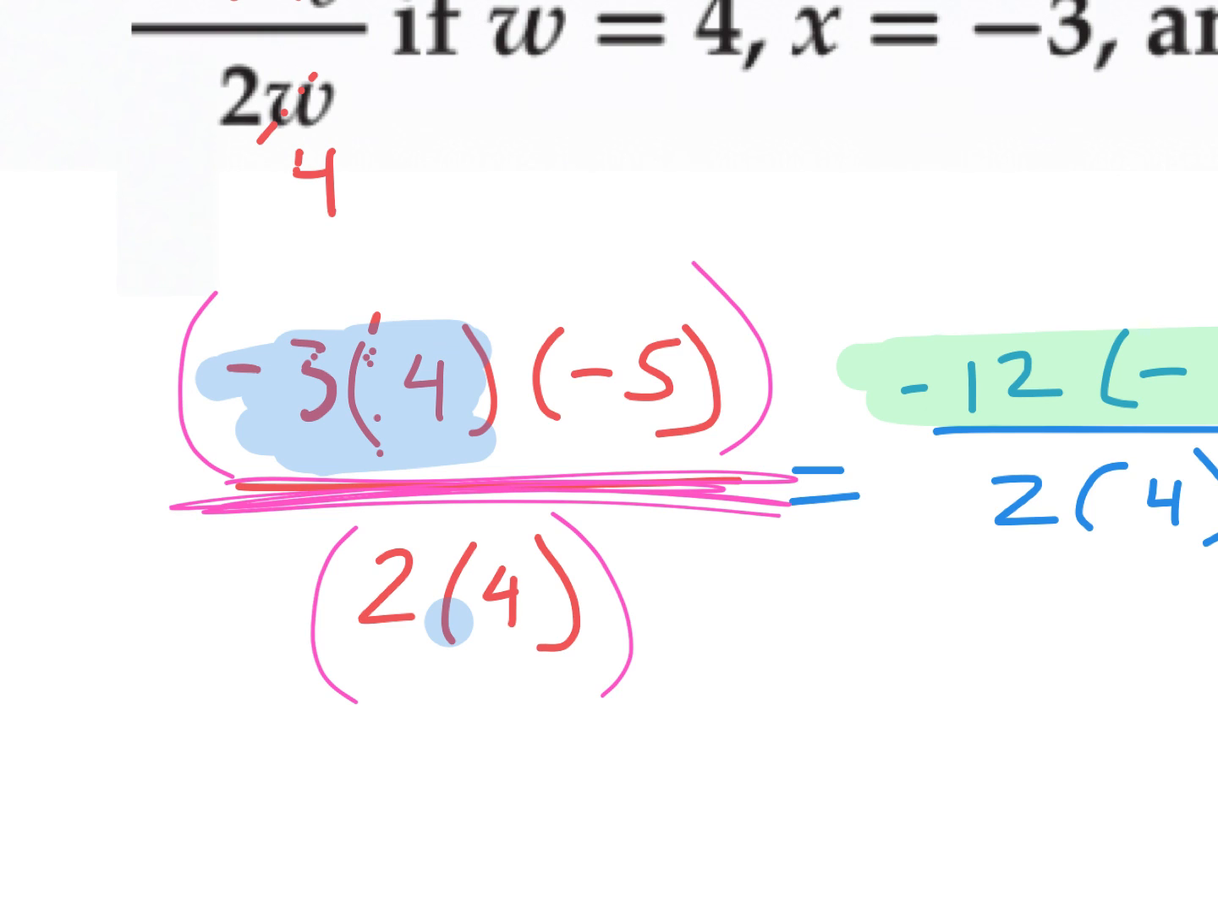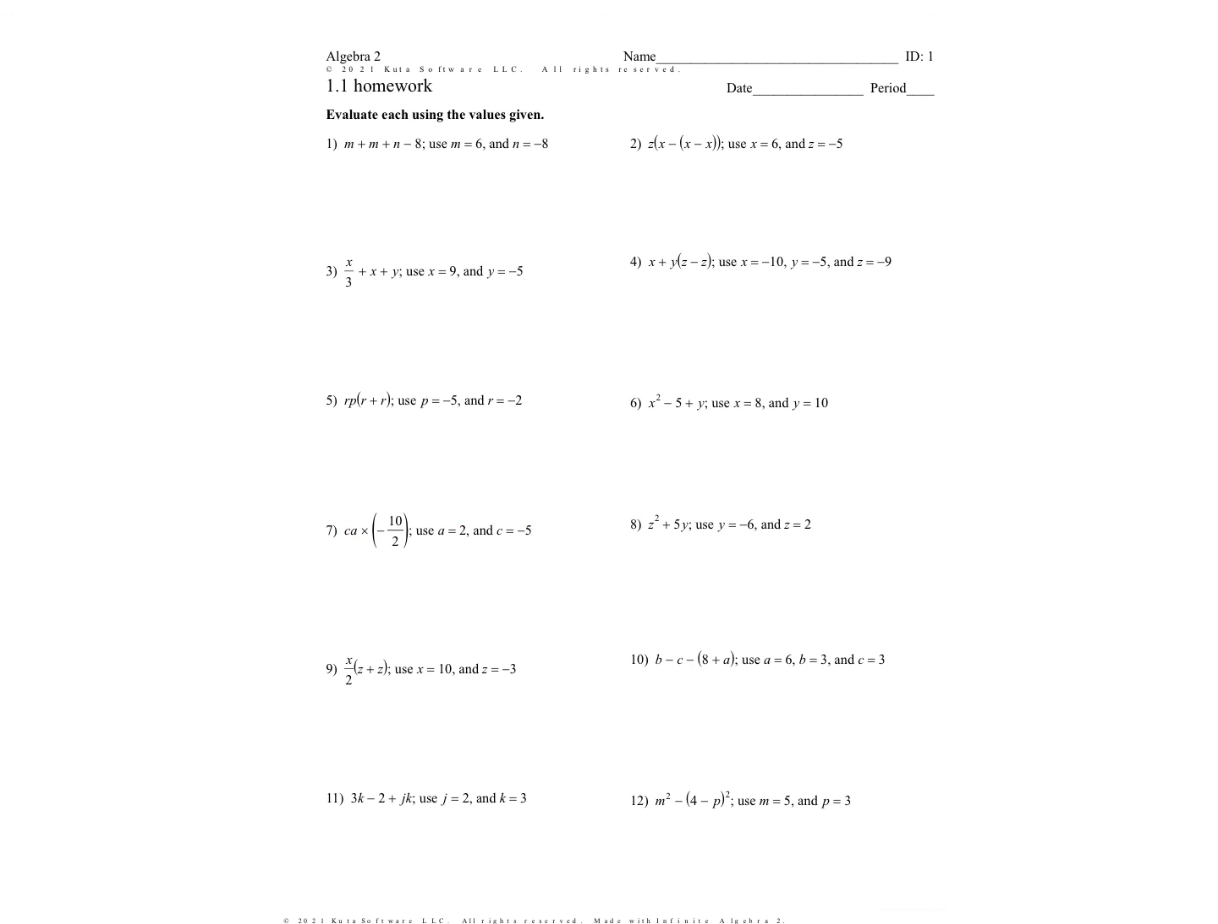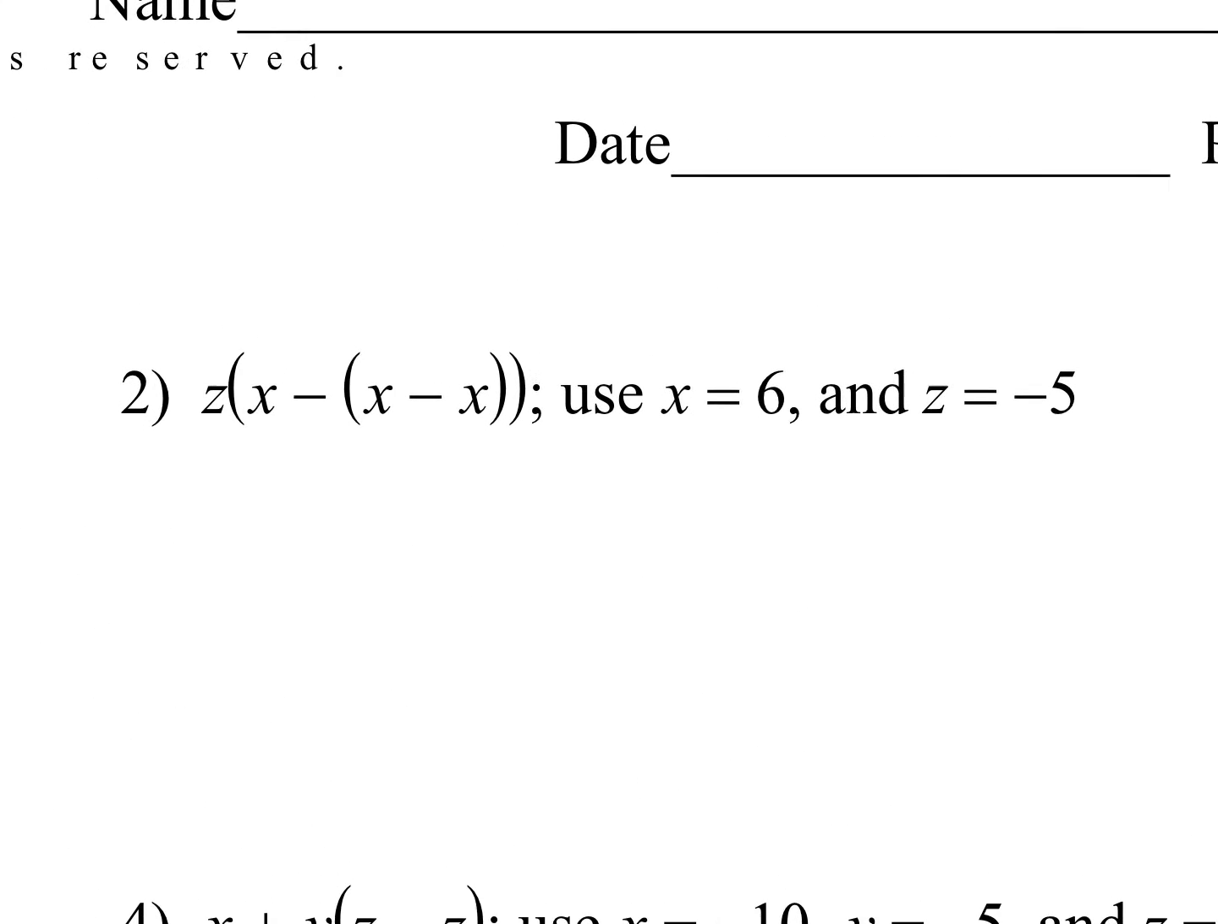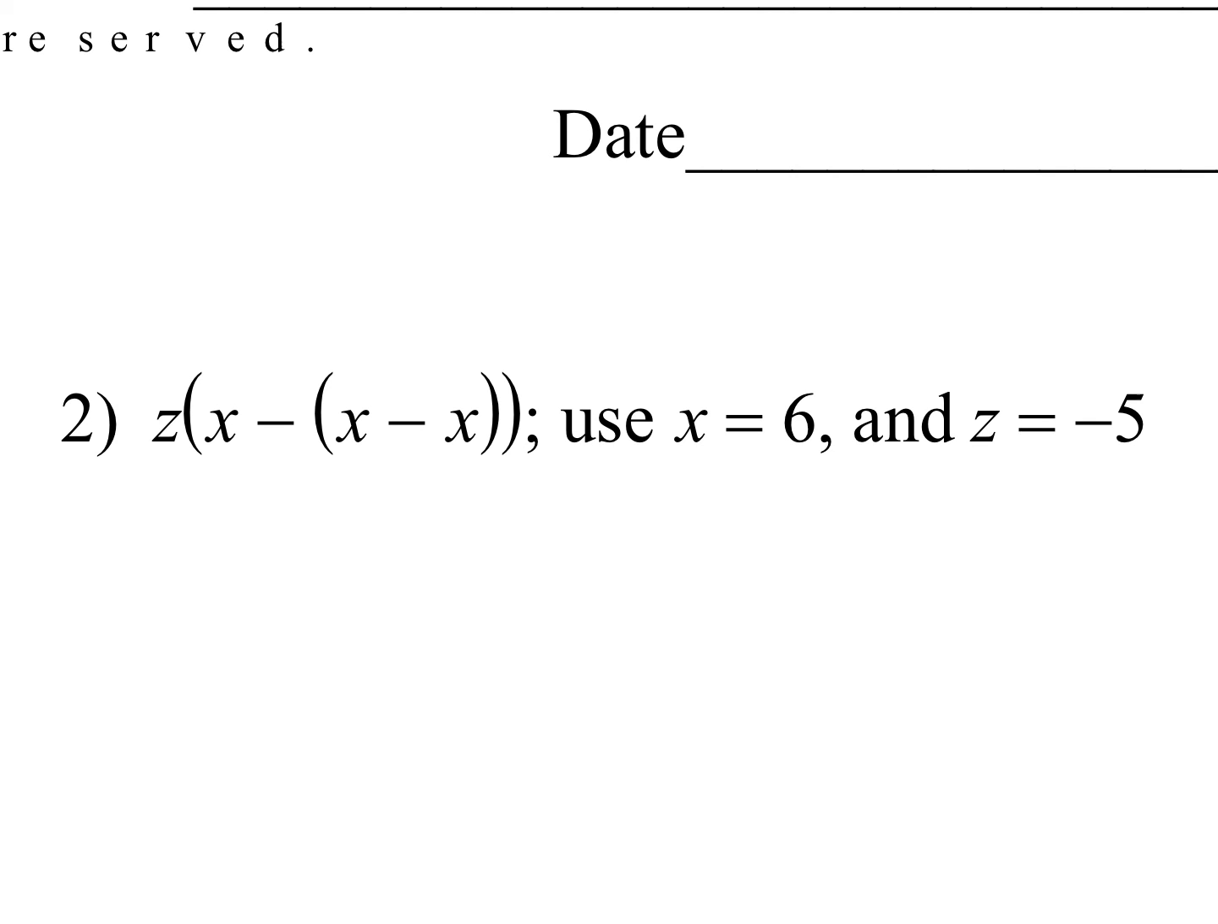You guys did awesome. Any questions from the notes today? All right, from the homework, let's take a look at number 2. This one has a parentheses inside the parentheses. What's the first thing we should do for number 2? Well, before we do that, what should we do? Plug in the numbers. So we're going to plug in 6 for x and negative 5 for z.